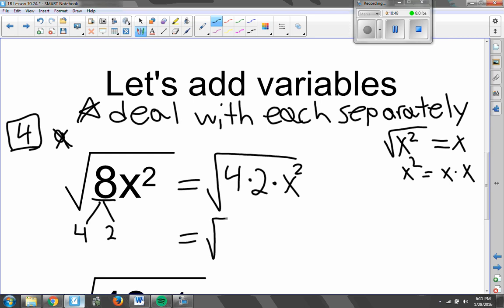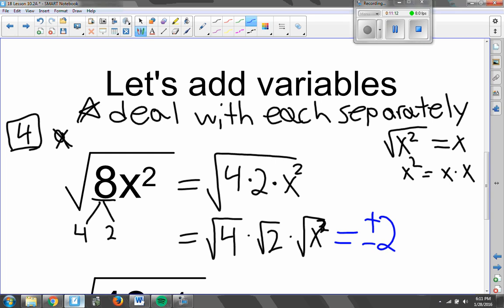Then I will split my square root into the square root of 4 times the square root of 2 times the square root of x squared. I can do it 3 times as well. Oops, excuse me, x squared. And now 2 of these square roots, I actually know what the answer is. The square root of 4 is positive or negative 2. The square root of x squared is positive or negative x. And I still have a square root of 2 on the end that I don't know the square root of.